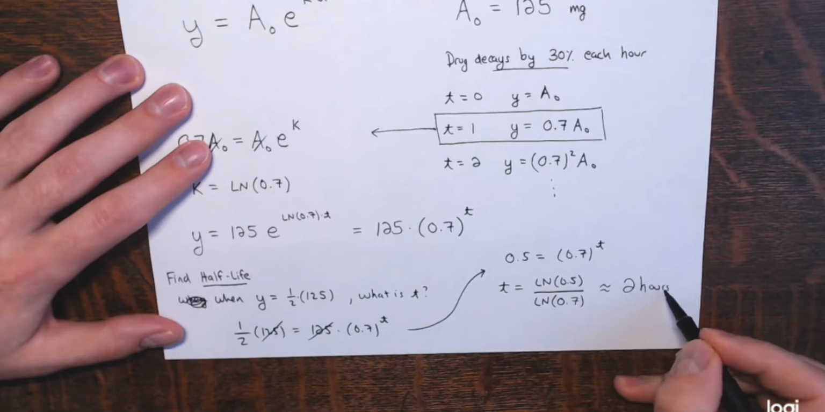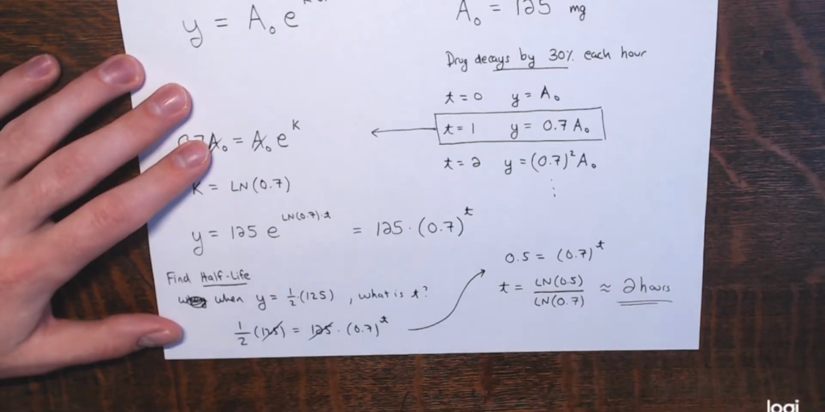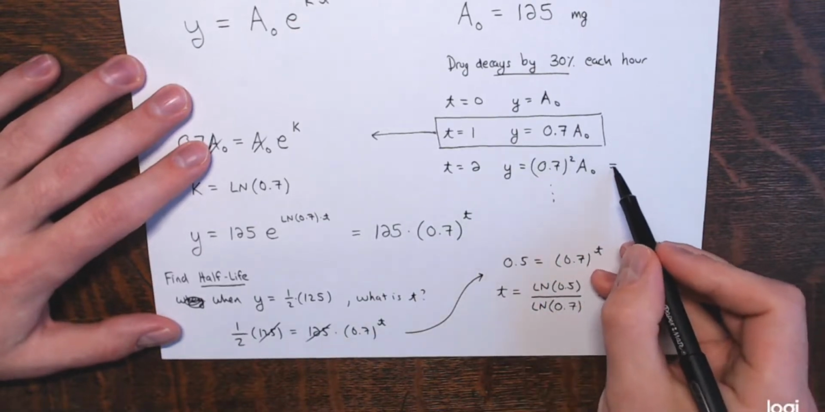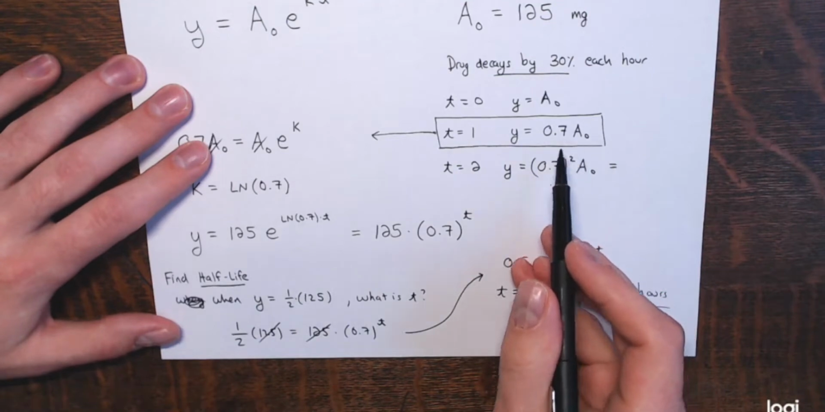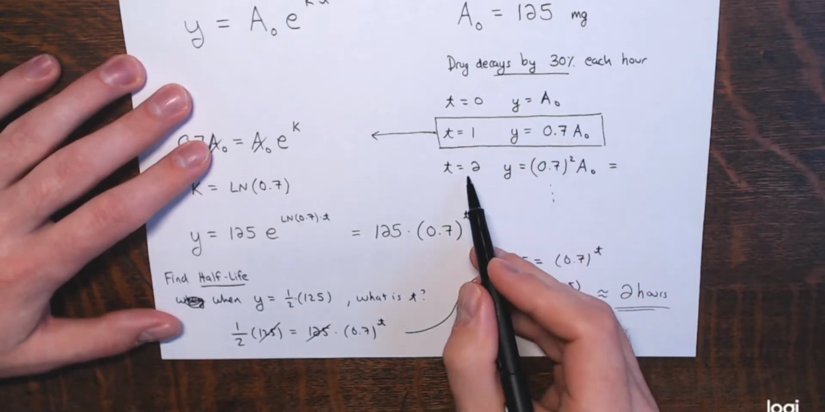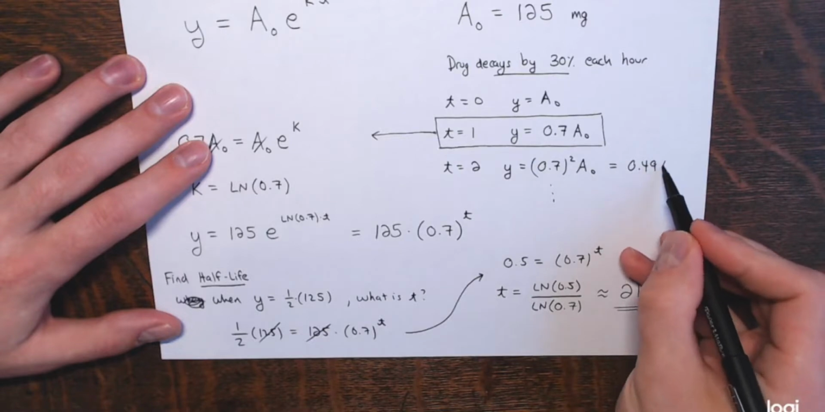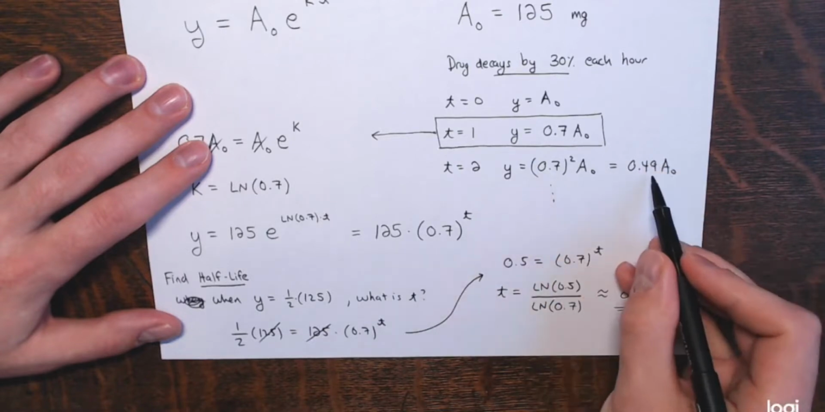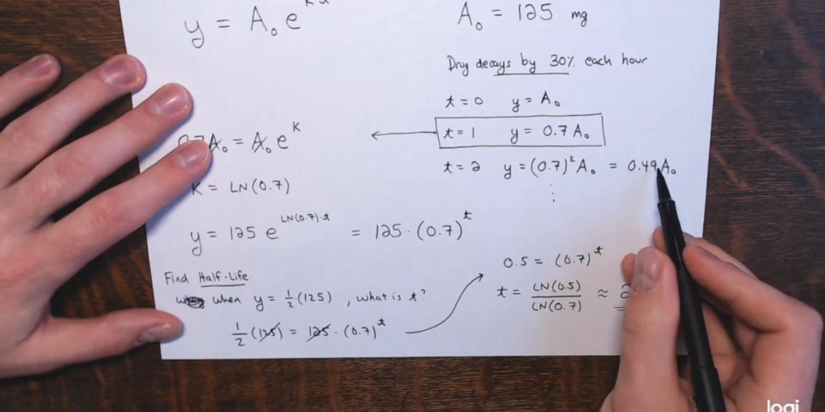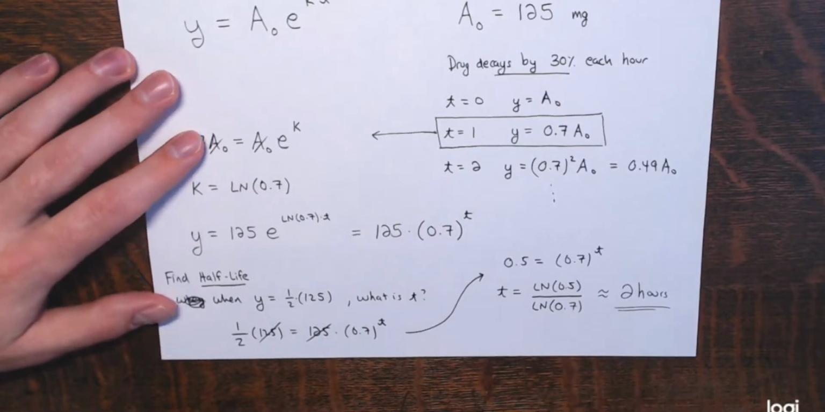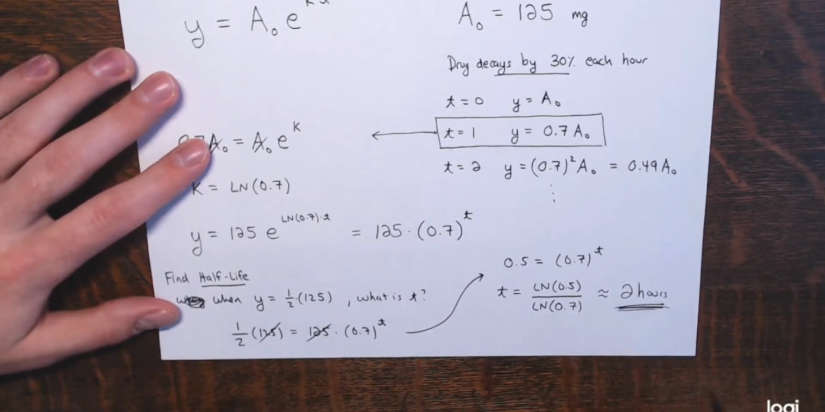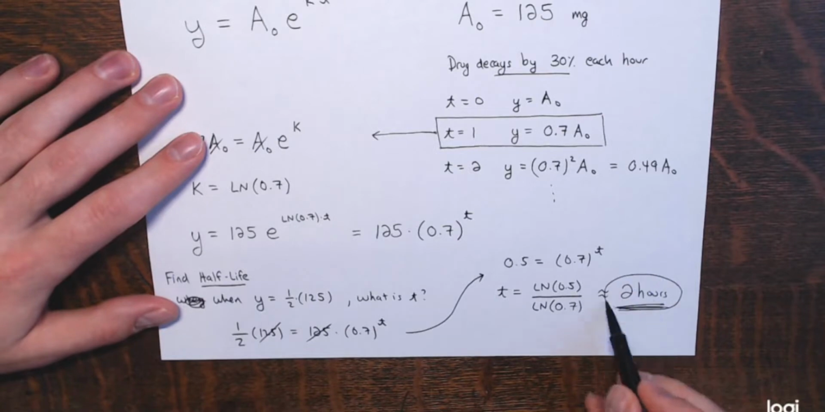It actually takes a little less than 2 hours. You saw 1.94 there. And you can see that here: after 1 hour, you have 70% of the thing left. So 30% has decayed. After 2 hours, you'd have 49% left. 0.7 squared is 49%. So that means more than 50% has decayed after 2 hours. So it would take a little less than 2 hours actually, but they're rounding it to 2 hours. So that's exercise 28.